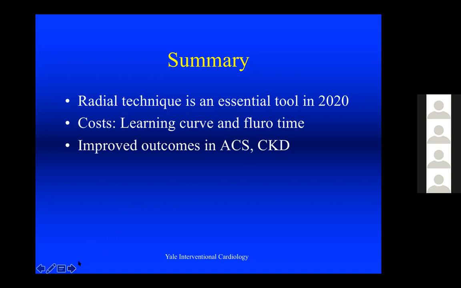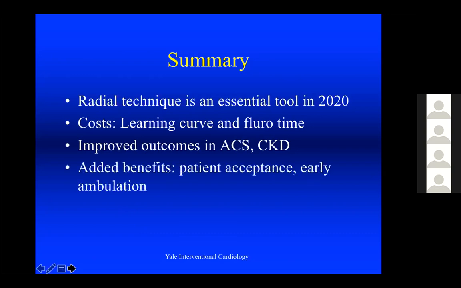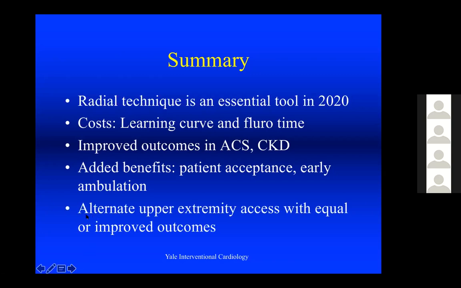Kidney injury is less for reasons that are not well understood. The added benefit is that you get early ambulation. The patient really likes it, especially if they have lung disease or back pain that limits their ability to lay flat. It's really nice. And there's plenty of other alternate upper extremity access sites with equal or perhaps improved outcomes if you believe the data on distal radial access.